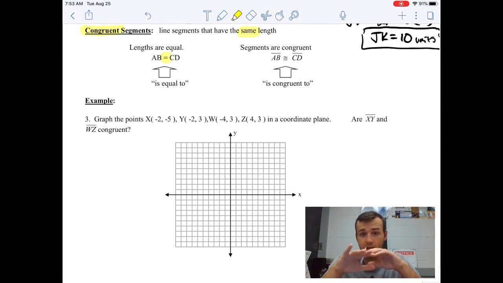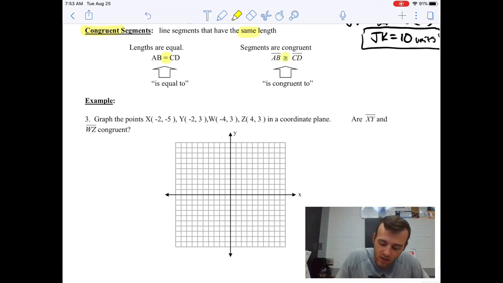I am not dealing with measurement at all. I am saying that these two segments or angles or whatever we are saying is congruent, in this case it's segments, we are saying they are the absolute same. They are copies of each other.